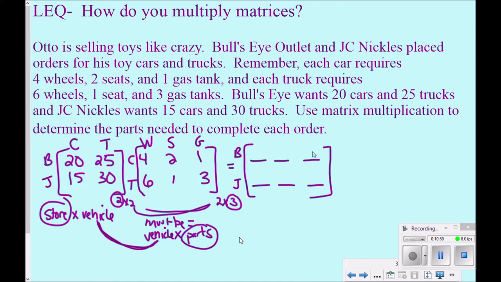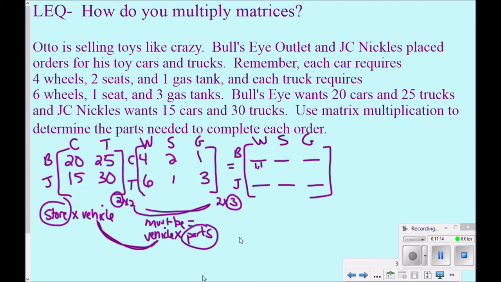And I can go ahead and label the columns as the parts, which are the wheels, seats, and gas tanks. Okay. So now we're ready to start filling this in, or multiplying the two matrices. So I'm looking to fill in this first blank here, which we know is the 1, 1 blank. Okay, so I'm just going to label that with its position.